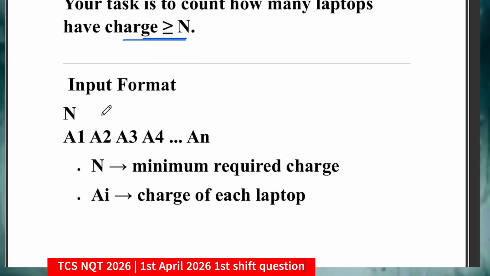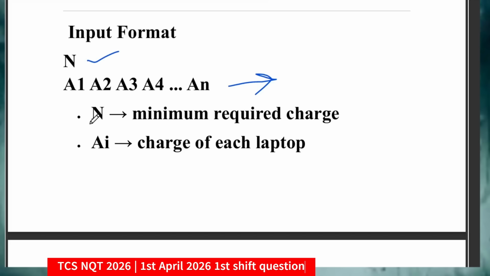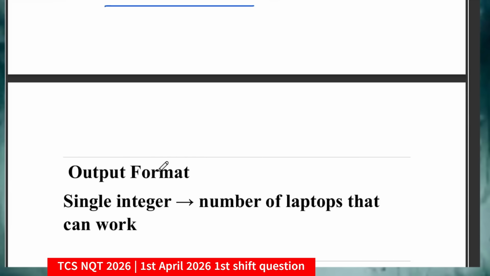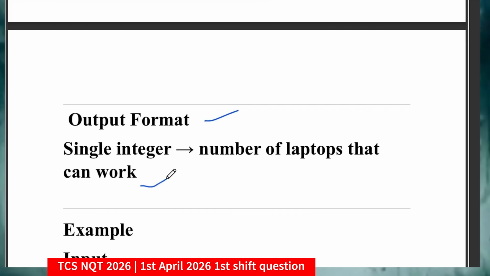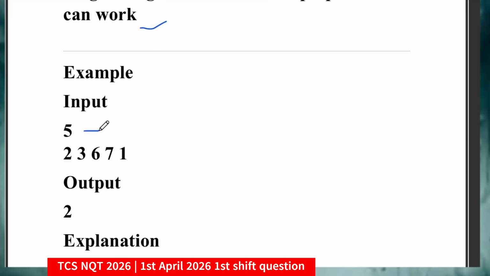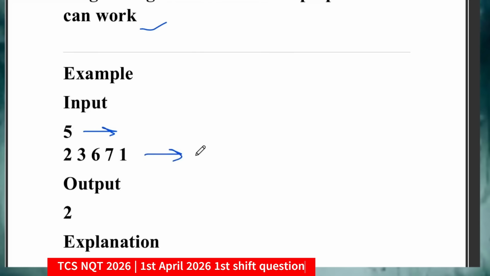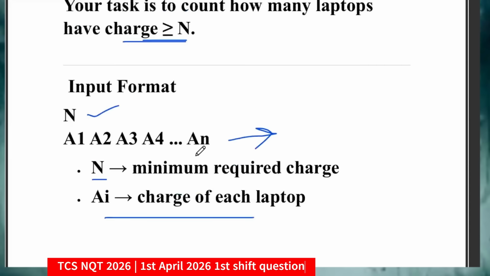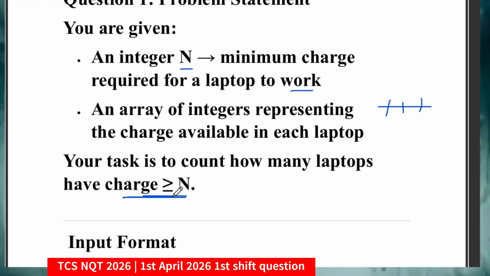So the input format is n, then you have to take the array. The minimum charge required is n, and ai denotes the charge for each laptop. You have to output the number of laptops that can work, a single integer. For example, let's consider n is 5, so the minimum charge required is 5. Now you take the array which denotes the charge for each laptop and count, applying the condition that charge is greater than or equal to n.